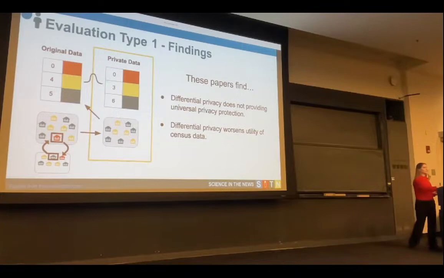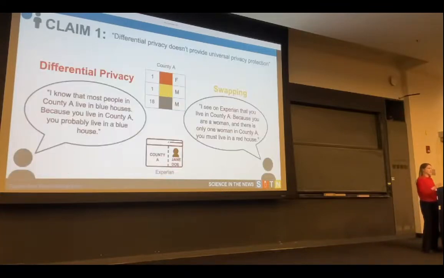And just to examine, we're going to start by examining the validity of these claims and counter-arguments from the differentially private community. So the first claim is that differential privacy doesn't provide universal privacy protection. And this was based on the fact that they were able to predict race and ethnicity of individuals in a way no different than those of 2010 data.